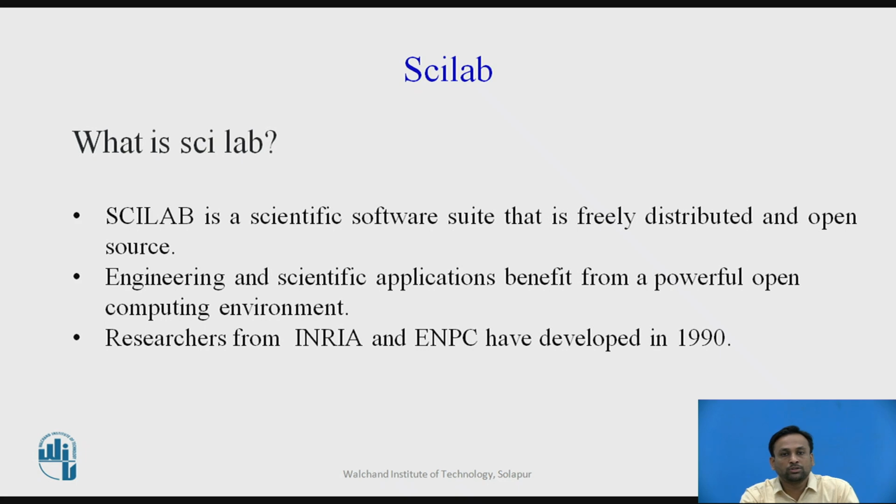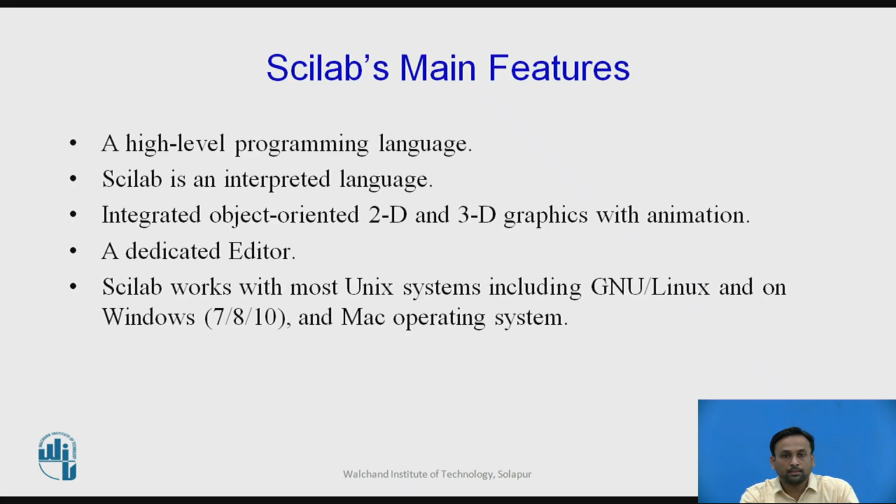So what are the features of SCILAB? Why are we going to make use of SCILAB here? The main features are, first, a high level programming language. Second, SCILAB is an interpreted language which can plot object oriented 2D and 3D graphics with animations, so we can visualize the output. That's why SCILAB has become very powerful and famous as an alternative to MATLAB. And it has a dedicated editor, where we can write programs to implement various simulations.